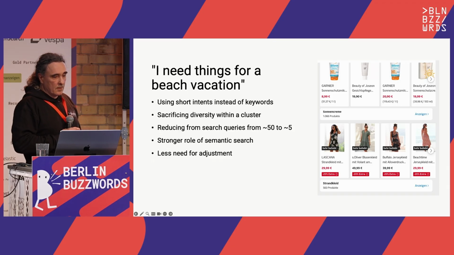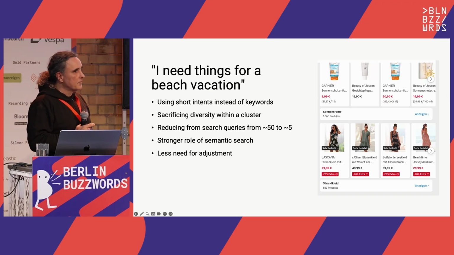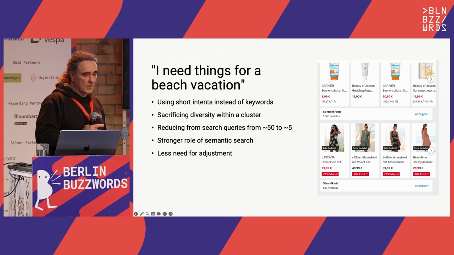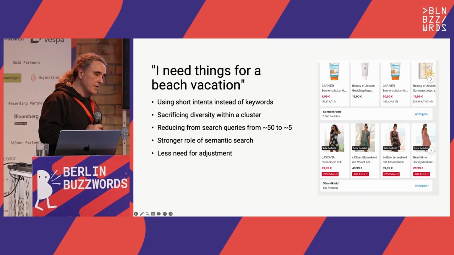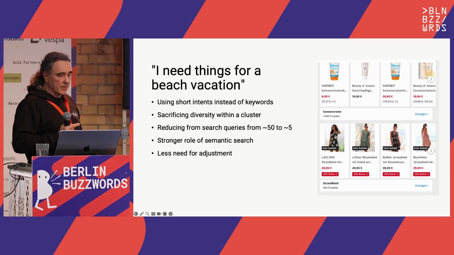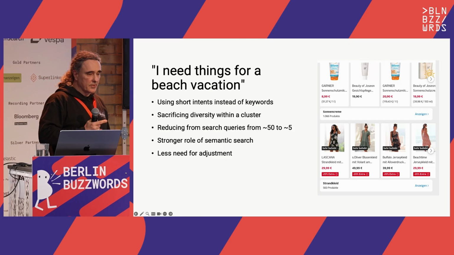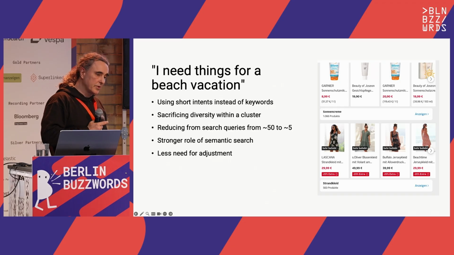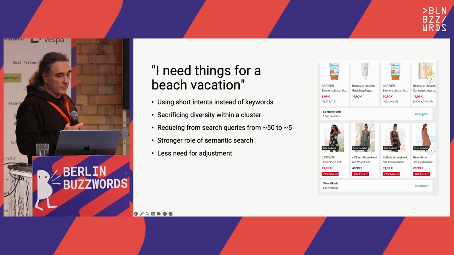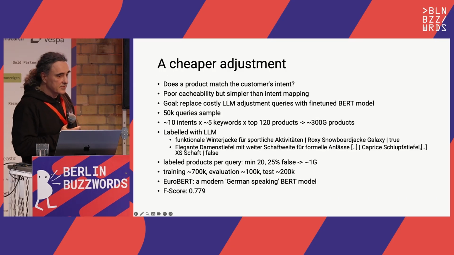In this approach, the semantic search gets a stronger role because the short intents play very nicely with semantic similarity. As you can see in this example query, I need things for a beach vacation, we come up with short intents for sun cream and a beach dress. So the beach context is somehow preserved in these short intents, and there's less need for adjustment. Less need, but there's still a need for adjustment.